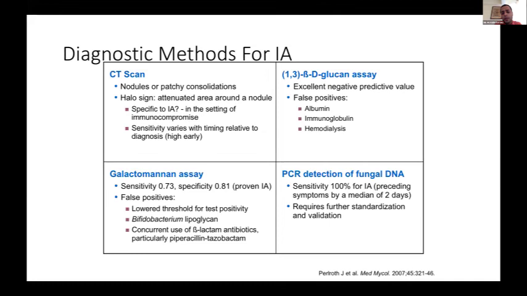We can also use beta-D-glucan assays, but again, as I mentioned, it has excellent negative predictive value, and it can give false positives as well. PCR has 100% sensitivity for invasive aspergillosis. We can use the galactomannan assays. They have a higher specificity of 81% and a lower sensitivity of 73%. Again, you can get false positives when you use the galactomannan assays for diagnosing invasive aspergillosis.